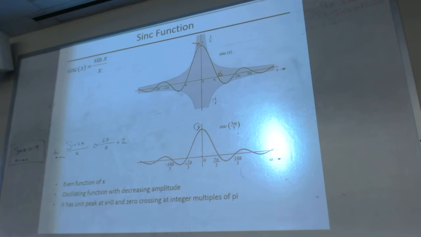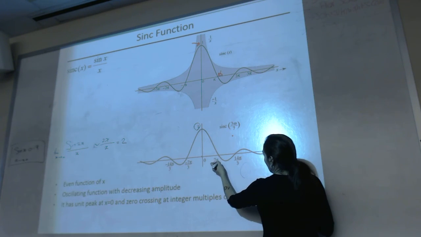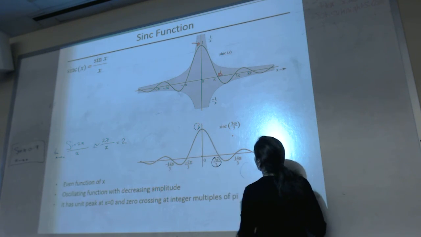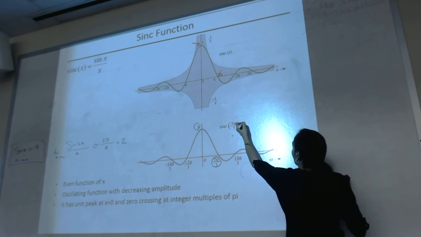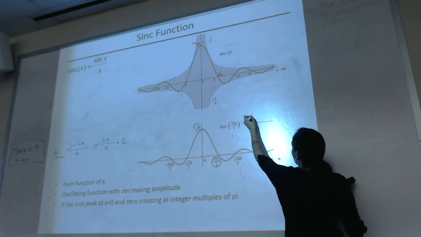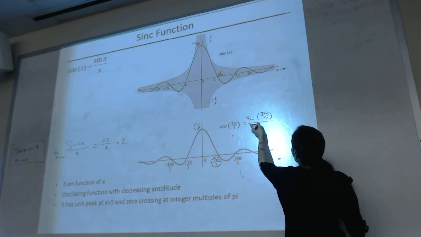And then let's look at another example. Sine of 3 omega over 7. Okay, so let's think, we want to plot this. What does this look like? Again, two things are important: the zero crossing and the height. For zero crossing, it's easy, right? Because this is like the sine of this divided by this.